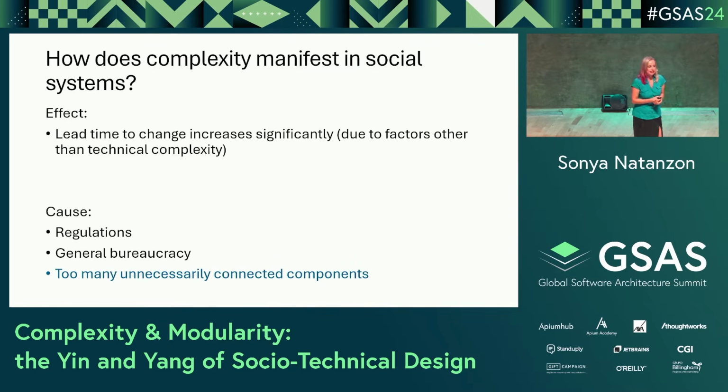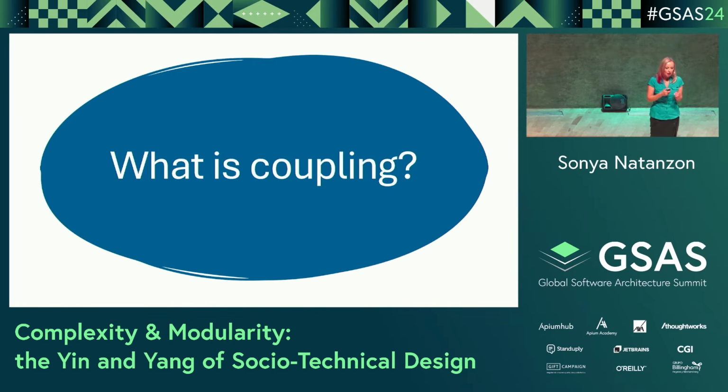The biggest lead indicator for me of that type of slowness is the number of people that you have to tell that you're doing a software release. The bigger the number, the slower that release is going to be. So how do we steer our systems away from complexity and more toward modularity? Well, as you probably guessed, it has something to do with coupling.